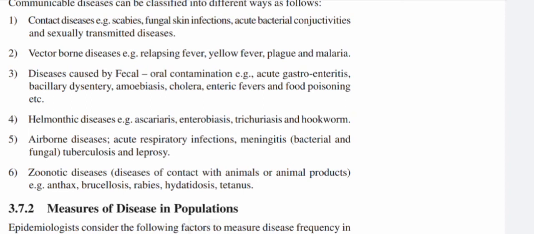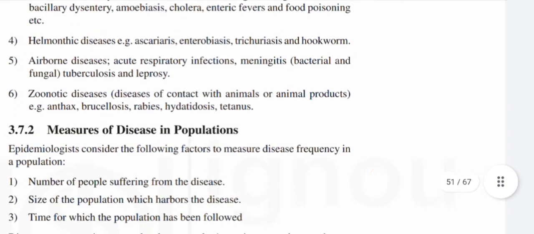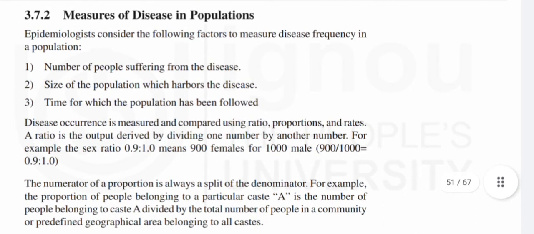hydatidiosis, and tetanus. Measures of disease in populations. Epidemiologists consider the following factors to measure disease frequency in the population: number of people suffering from the disease, size of population which harbors the disease, time for which the population has been followed. Disease occurrence is measured and compared using ratio, proportion, and rates.